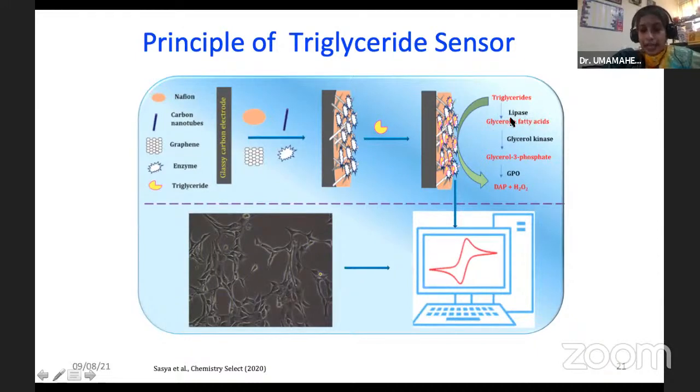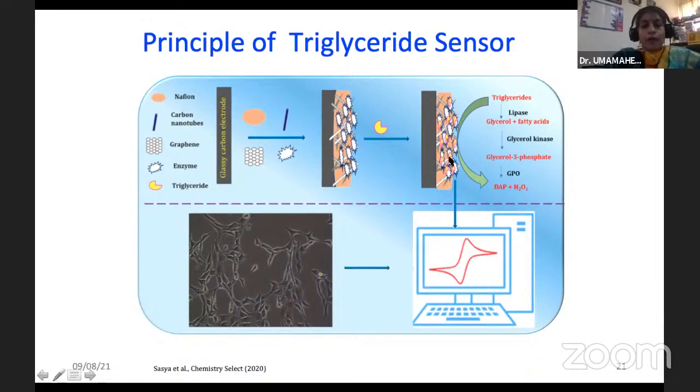We have to use a lipase, which will hydrolyze the triglycerides to glycerol and the respective fatty acids. And there is a glycerol kinase, which will add a phosphate group to this glycerol. And we have glycerol phosphate oxidase that will convert this glycerol phosphate to diacyl phosphate and hydrogen peroxide. So this gives us the redox signal. So the triglyceride detection is by an enzyme mix and not a single enzyme. We need to immobilize all of these enzymes on the surface, and that is a big challenge.